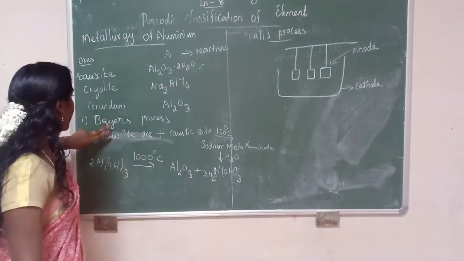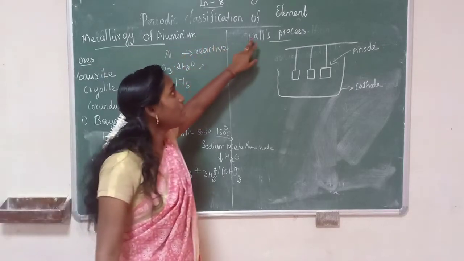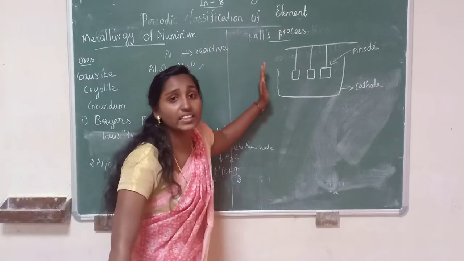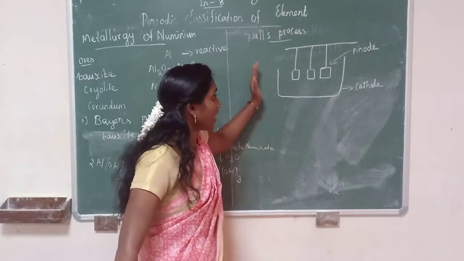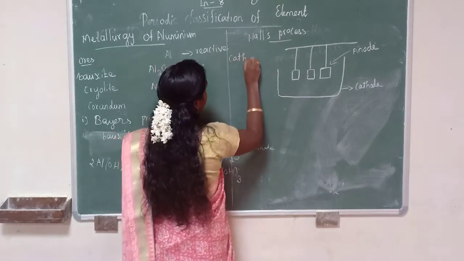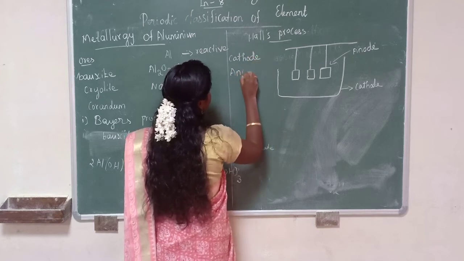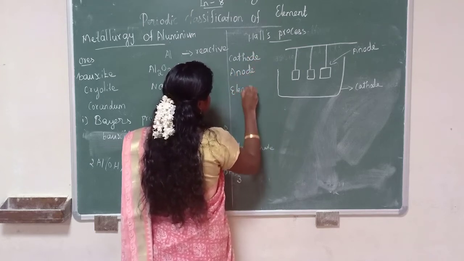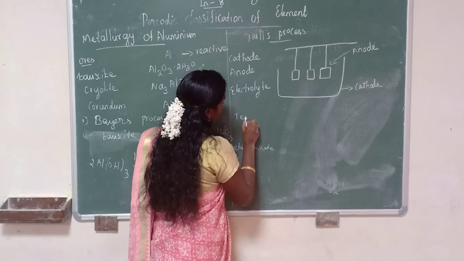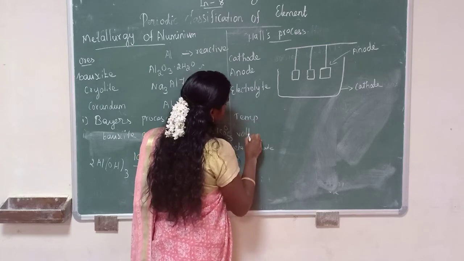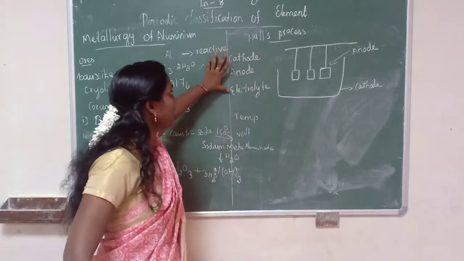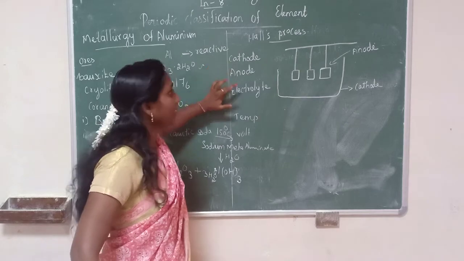Okay, 2 steps I already told you: conversion of alumina, then Hall's process. In this Hall's process, we are taking the electrolytic cell. This electrolytic cell consists of cathode, anode, electrolyte. So these 3 things it contains. What are the things? The electrolytic cell contains 3 things, that is cathode, anode, electrolyte.